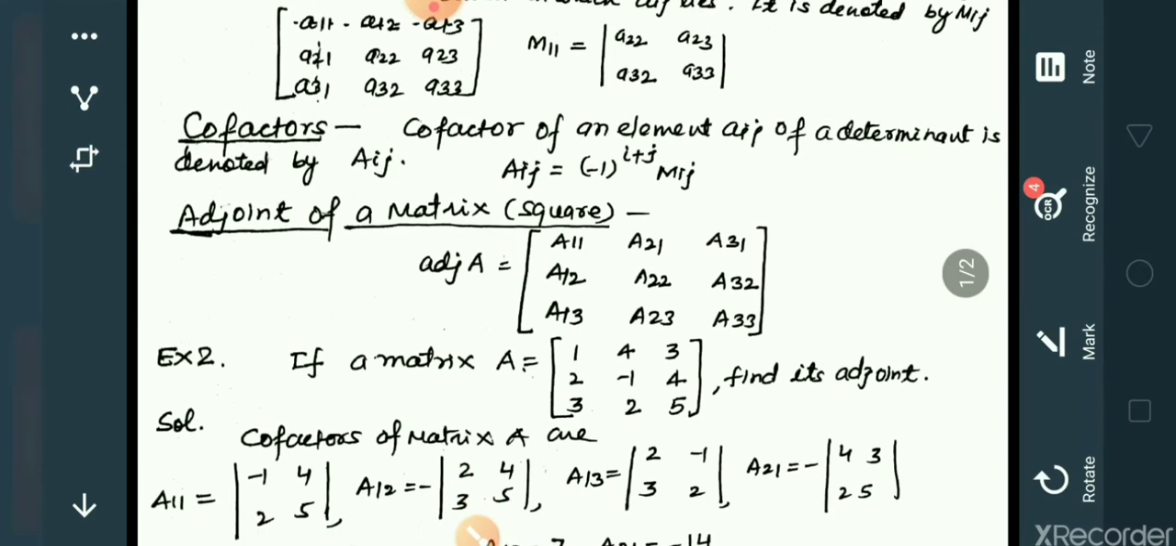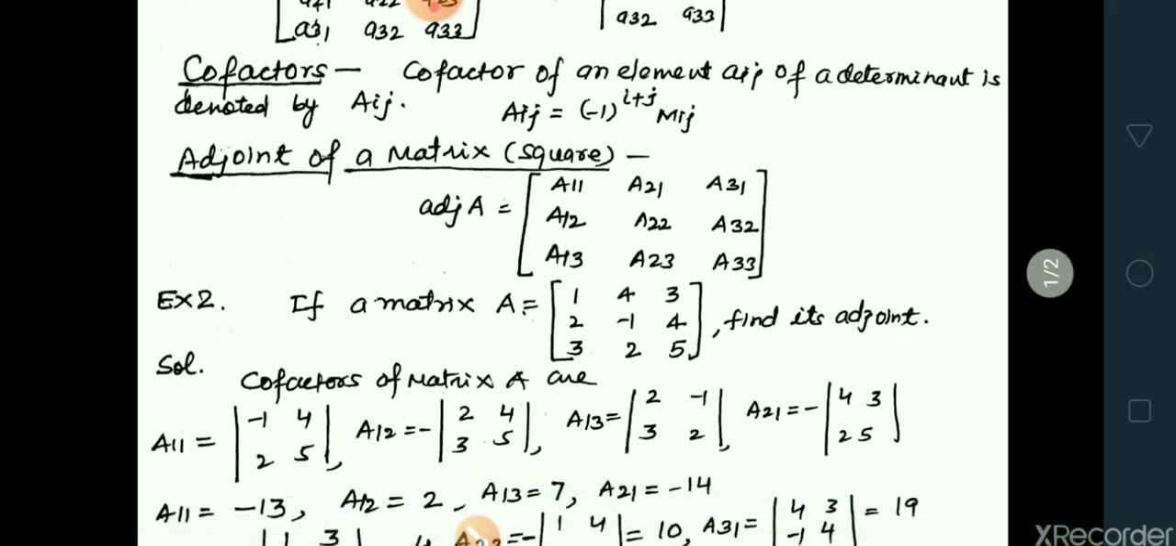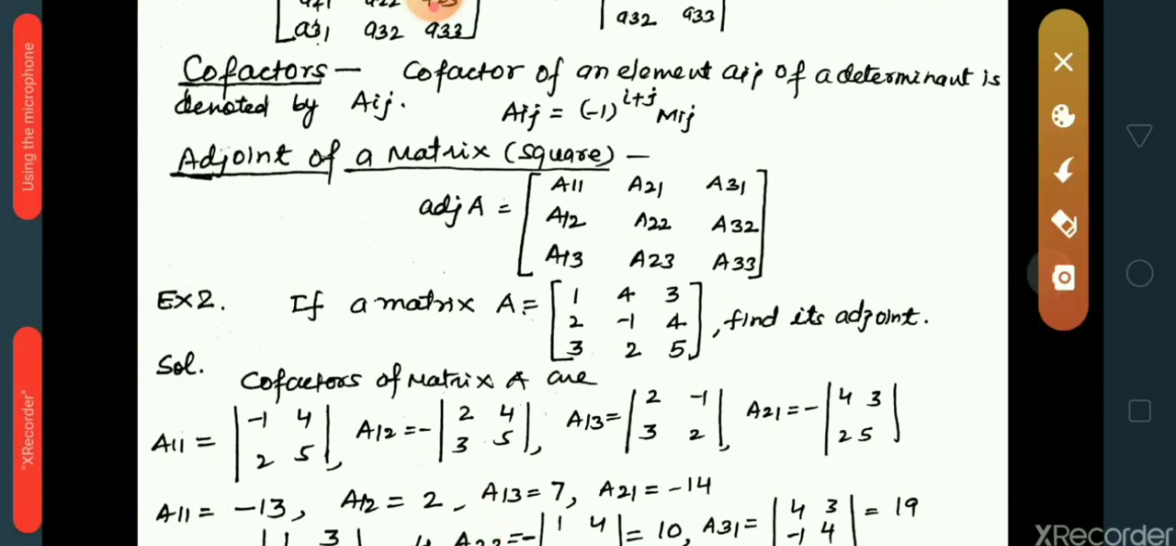Now move to the adjoint of a matrix, of a square matrix. All these will be found for square matrices only. So the adjoint of a square matrix, adjoint A, written A D J A, is equal to A11, A12, A13 column wise, A21, A22, A23 column wise, A31, A32, A33 column wise. So this will be the adjoint of a square matrix.